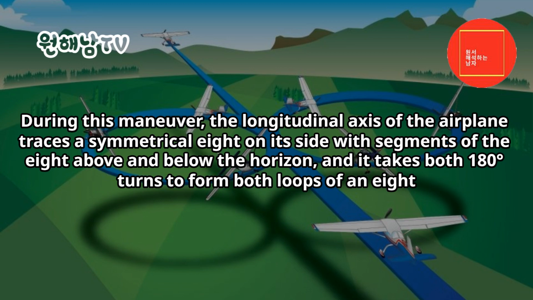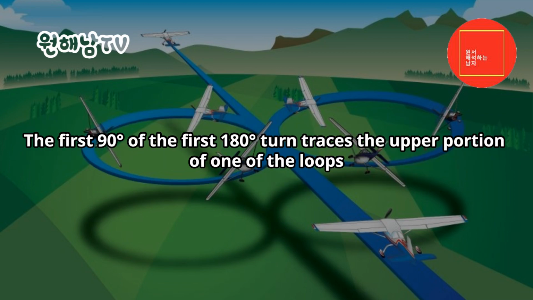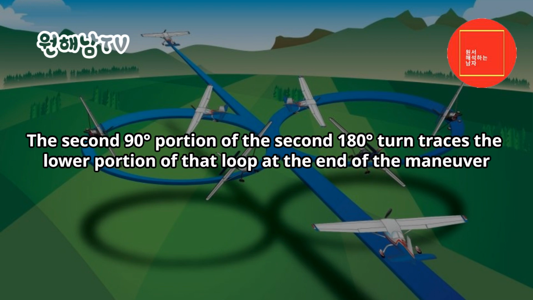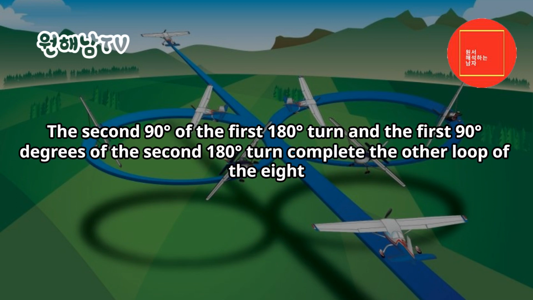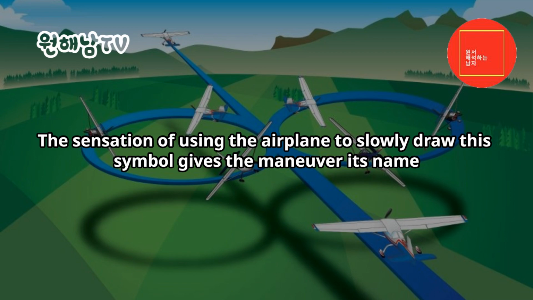During this maneuver, the longitudinal axis of the airplane traces a symmetrical 8 on its side, with segments of the 8 above and below the horizon, and it takes both 180 degrees turns to form both loops of an 8. The first 90 degrees of the first 180 degrees turn traces the upper portion of one of the loops. The second 90 degrees portion of the second 180 degrees turn traces the lower portion of that loop at the end of the maneuver. The second 90 degrees of the first 180 degrees turn and the first 90 degrees of the second 180 degrees turn complete the other loop of the 8. The sensation of using the airplane to slowly draw this symbol gives the maneuver its name.